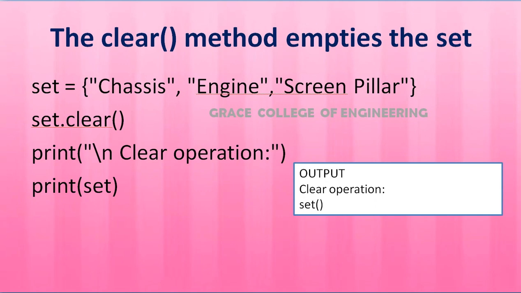Next one, the clear method, which empties the set. A set is created with multiple items. set.clear(). Then print clear operation, print set. Output is clear operation. The empty set is printed. Set(). Okay.